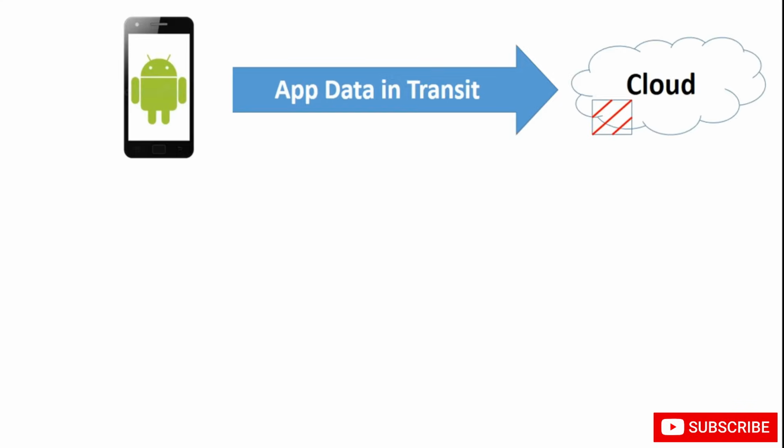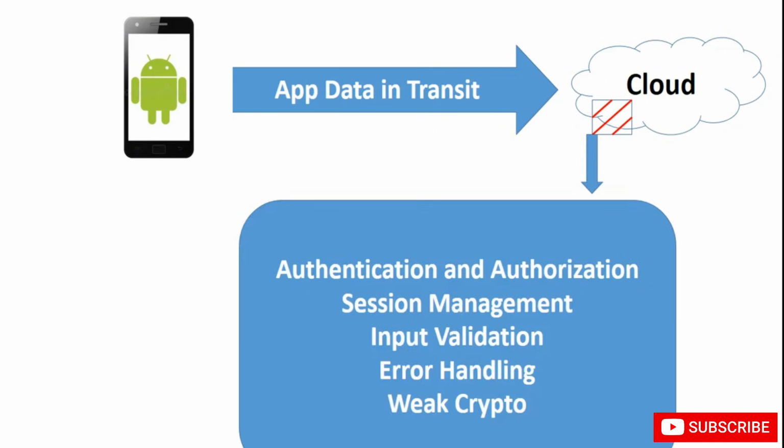Okay. Now another thing is the web services. Web services are almost similar to web applications. So it is possible that a web service can be affected by all the common vulnerabilities that a normal web application can have. For example, you can leverage many different types of vulnerabilities and threats like authentication and authorization vulnerabilities.